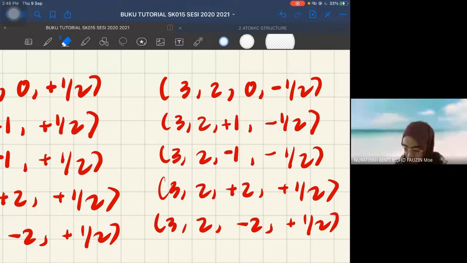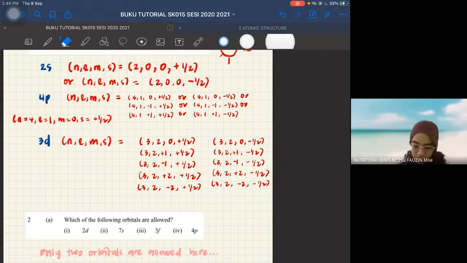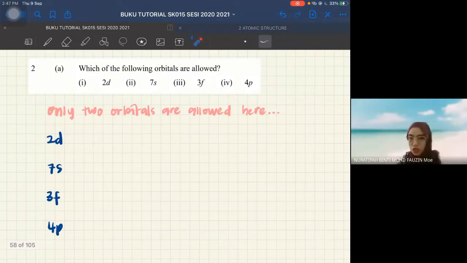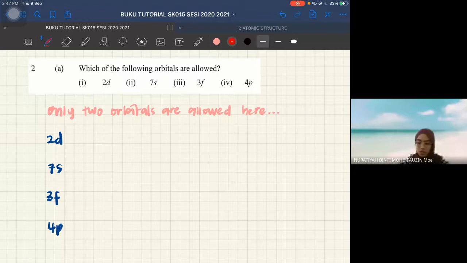So among these 10 is your answer, okay? But it asks for one set only, so make sure you give just one set. So next, number 2, which of the following orbitals are allowed? There are only 2 orbitals that are allowed here, which one? 7s and 4p. Okay, so this one and this one is allowed.